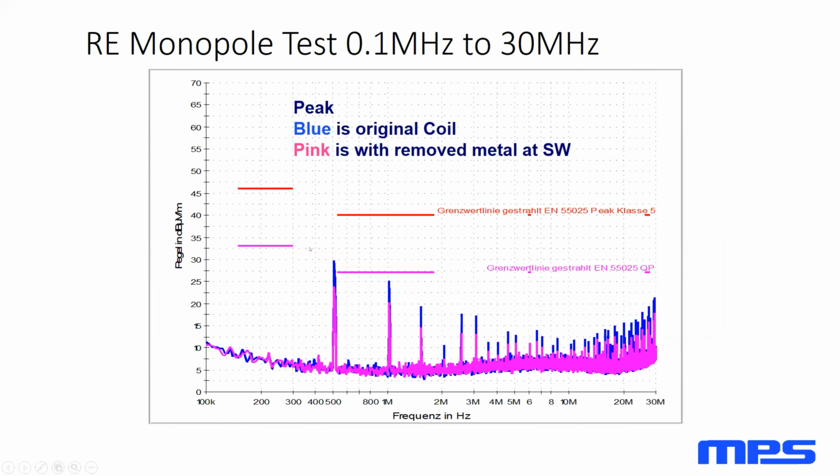So these are the test results. You can see these are peak measurements, and blue is the original inductor, and pink is the inductor we did surgery on to remove that metal tab. And you can see the difference. It's in this particular case 30 down to 23 dB, so a 7 dB difference at the fundamental of the switching power supply.